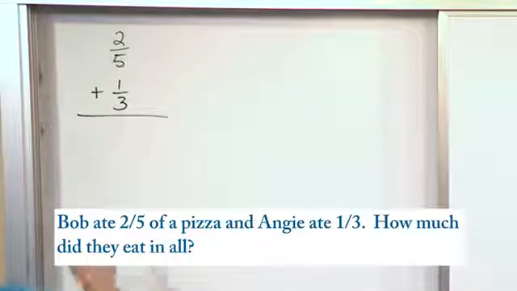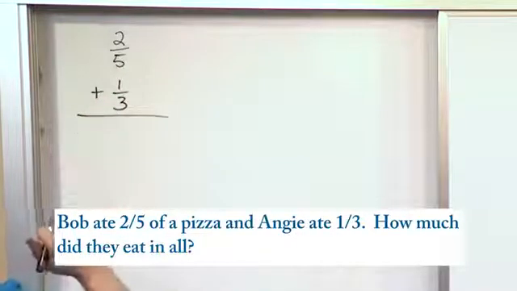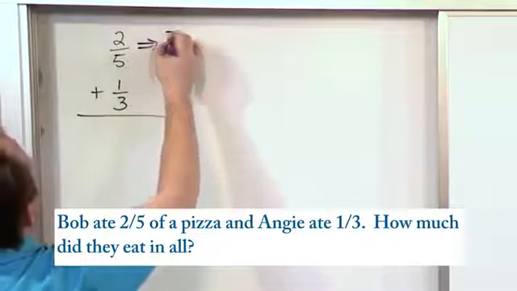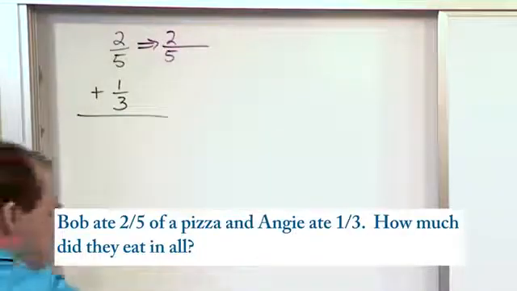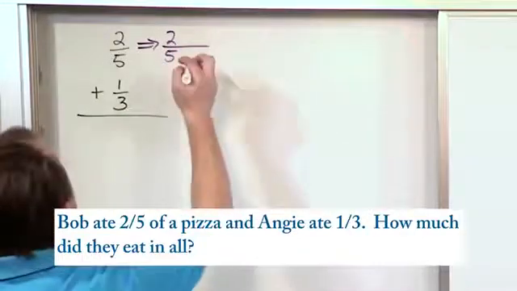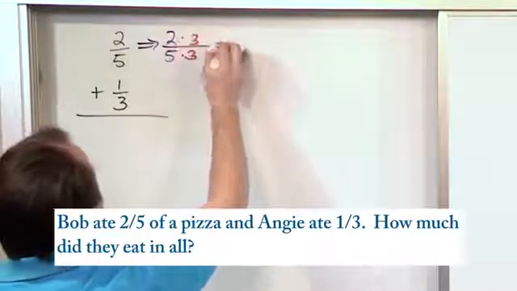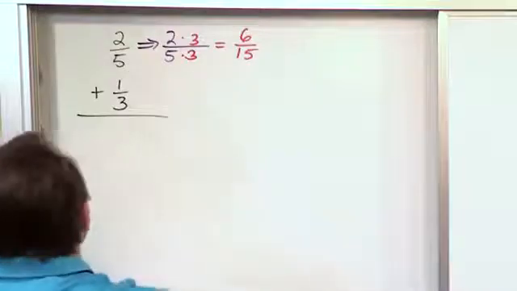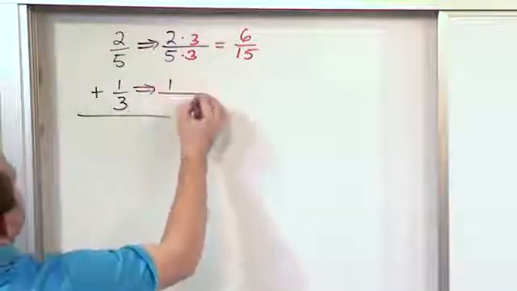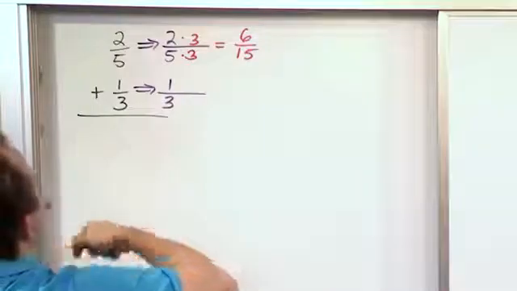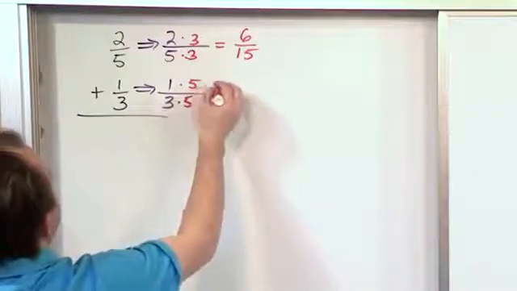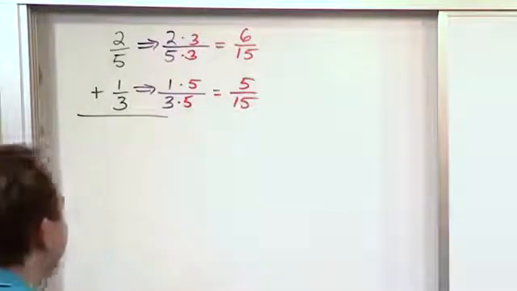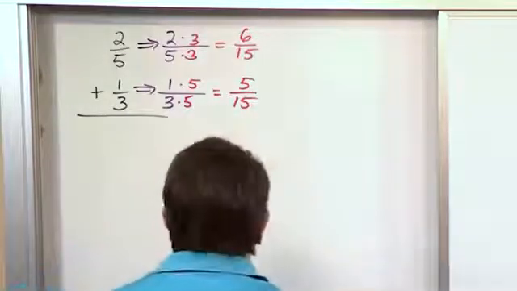Now when I look at 3 and 5, immediately 15 pops in my head because 3 times 5 is 15. So over here we'll have 2/5, and we're going to multiply this by 3 over 3 because that'll give me 15 on the bottom. In fact, it'll be 6/15. Then the bottom fraction is going to be 1/3. And we need to multiply this one by 5 over 5. 1 times 5 is 5, 3 times 5 is 15. All right, so now we have two fractions with a common denominator of 15.